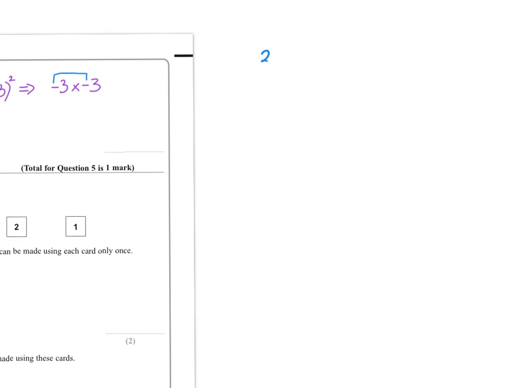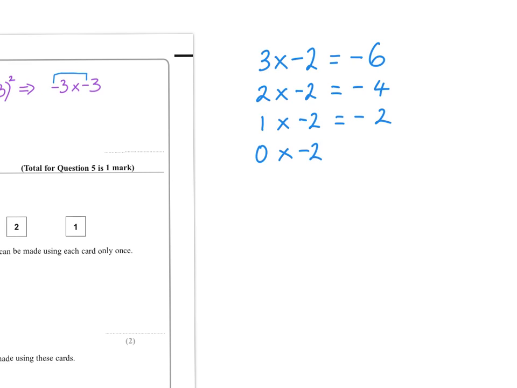If you took 3 times -2, well, 3 lots of a debt of 2 would be a debt of 6 altogether, so you'd get -6. 2 times -2 would be -4. 1 times -2 would be -2. No lots of -2, or 0 times -2 would just be 0. And I want you to look carefully at what we end up with here. So we've got -6, -4, -2, 0.